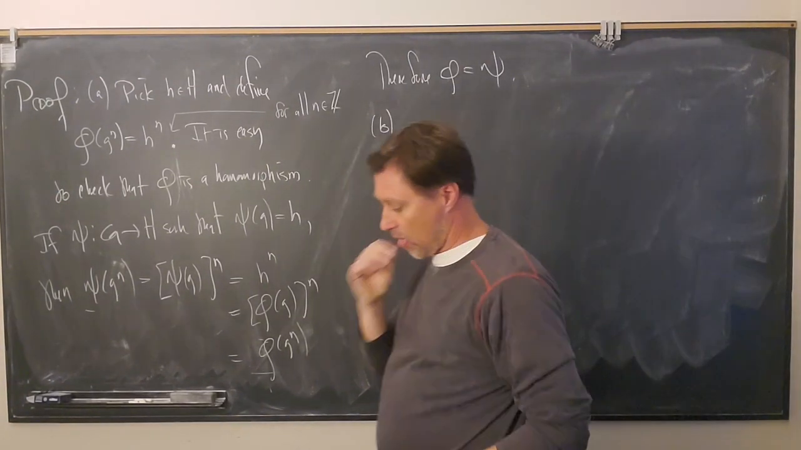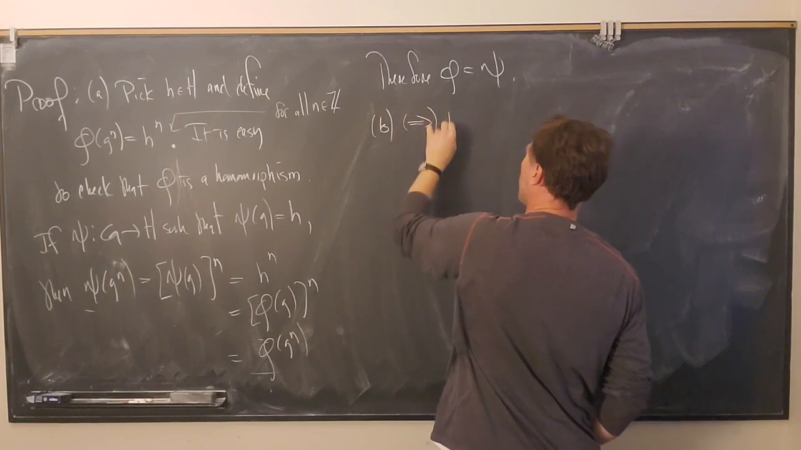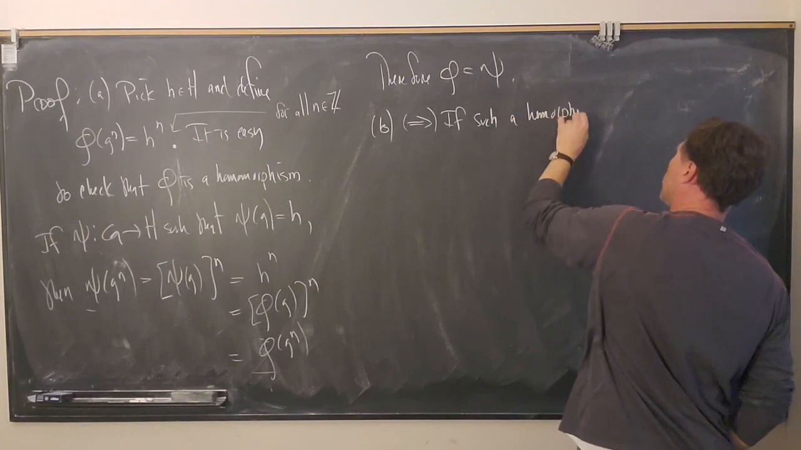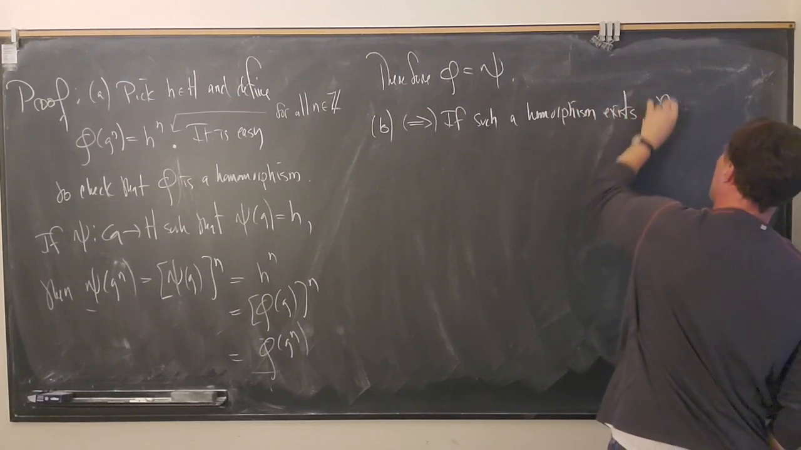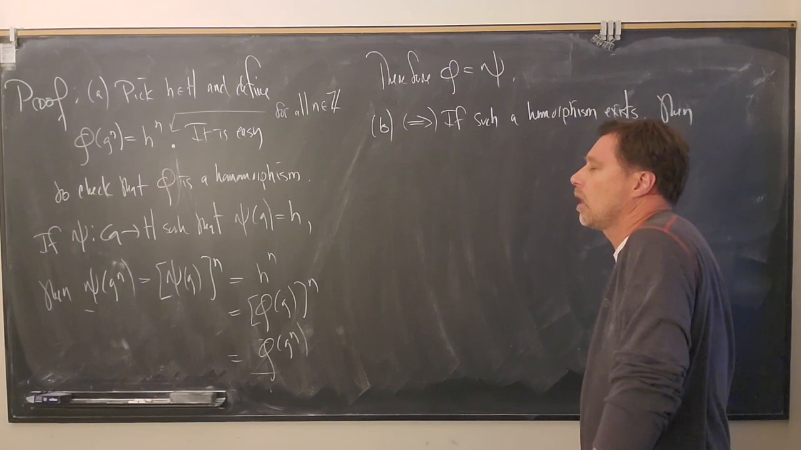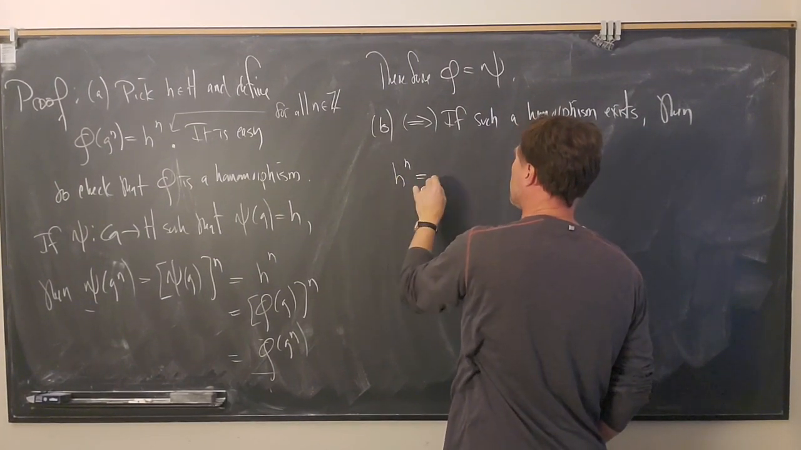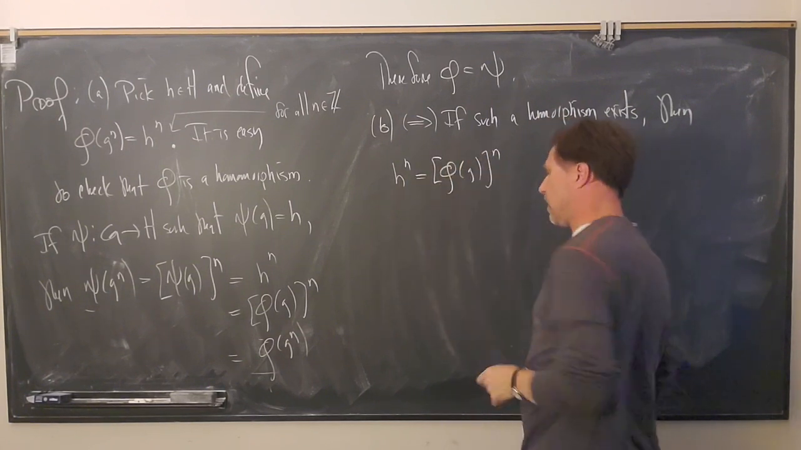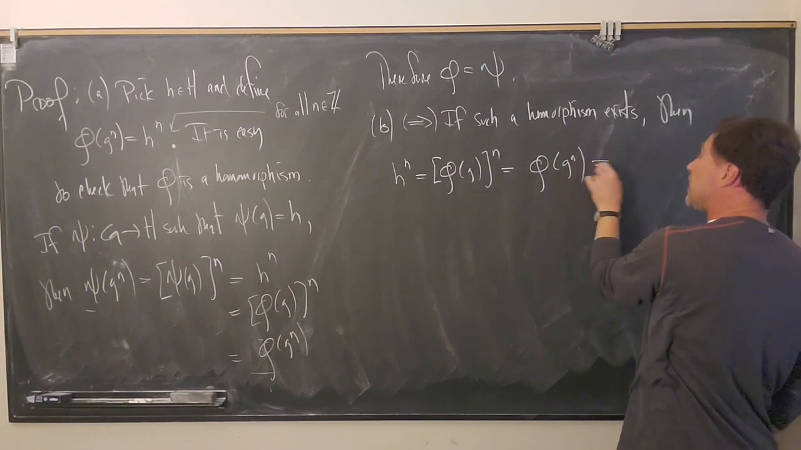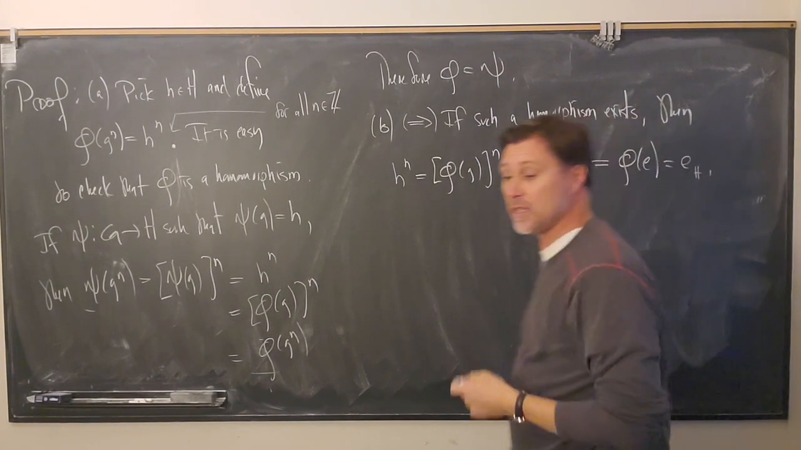And now let's look at part B. In the forward direction, if such a homomorphism exists, right? So if we have a homomorphism from G to H, taking little g to little h, then what do we need to look at? We need to look at h to the n. So h to the n is equal to phi of g raised to the n. Using a property of homomorphisms, this is phi of g to the n. Well, the order of g is equal to n, so this is phi of e, and we know that the identity always gets sent to the identity under a homomorphism.